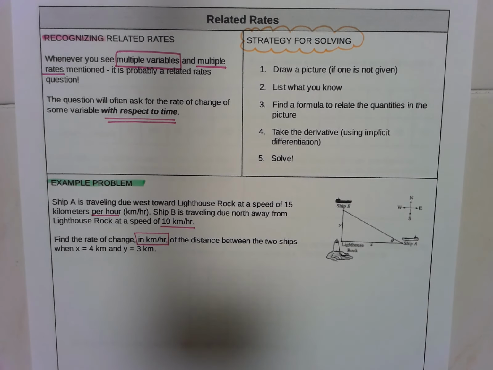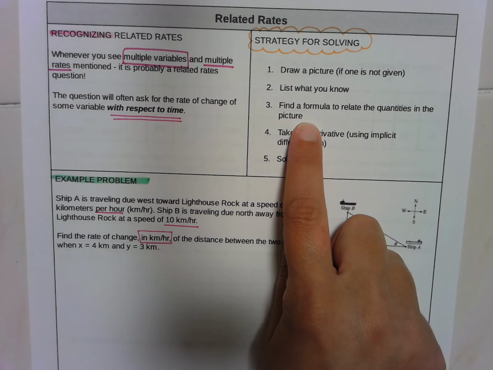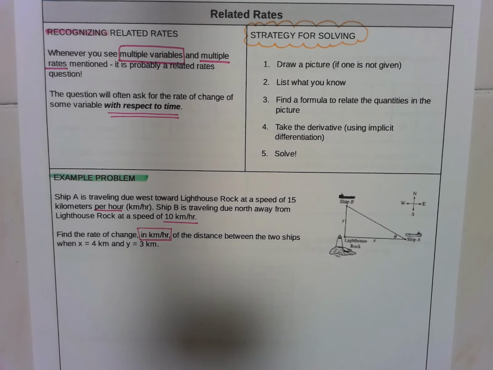So you want to list, using symbols in a concise way, what you actually know. Finally, you want to find a formula to relate the quantities in the picture. That is usually going to be a pretty obvious mathematical formula like the Pythagorean theorem, or a trigonometric formula like sine equals opposite over hypotenuse, or it might even be a volume or an area formula.